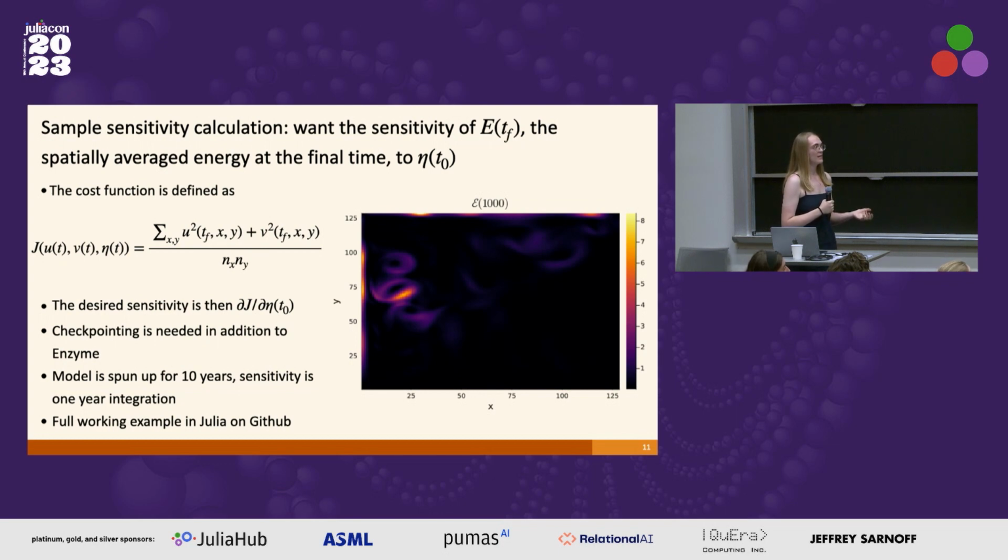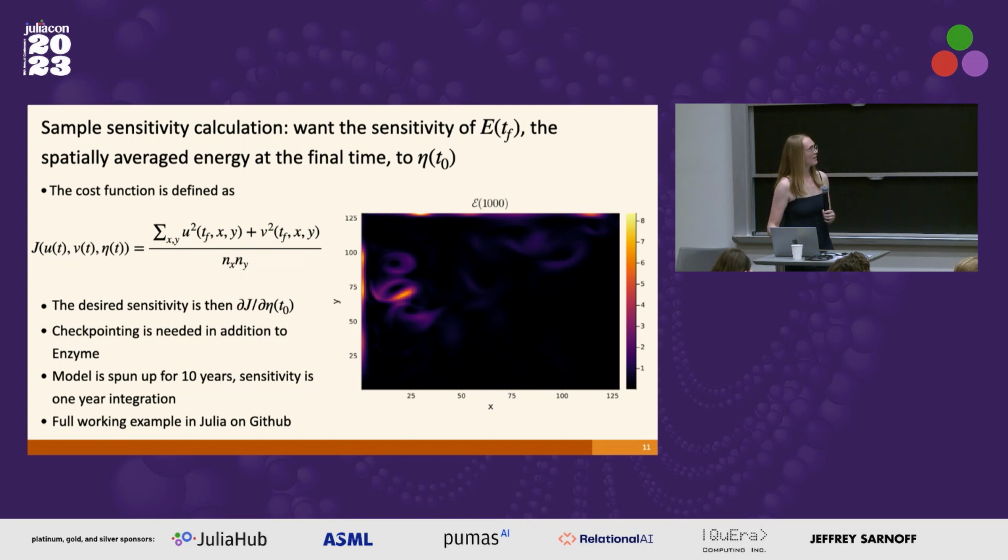I also note that checkpointing is needed in addition to Enzyme, so even though this is by no means a full-fledged ocean model, I'm already unable to save all of my states in memory. I absolutely need to use checkpointing. The model was spun up for 10 years, and the sensitivity was for a 1-year integration beyond those 10 years. A full working example is in Julia on the DJ for Earth repo, and here I have a snapshot of the energy density during that 1-year integration.